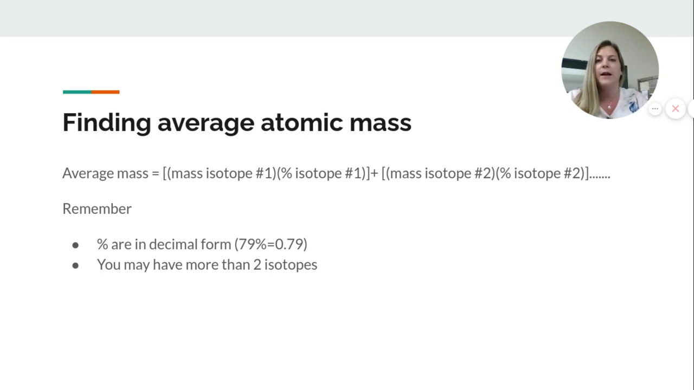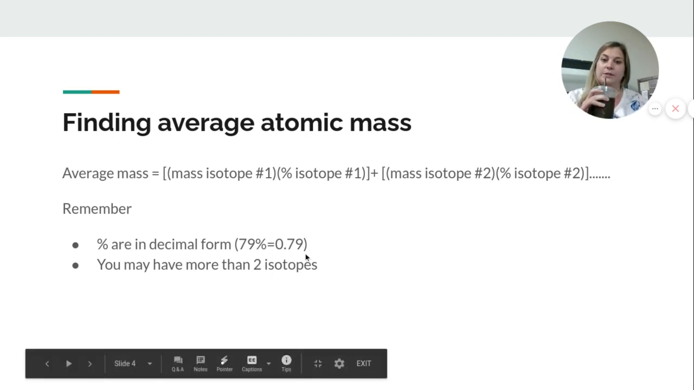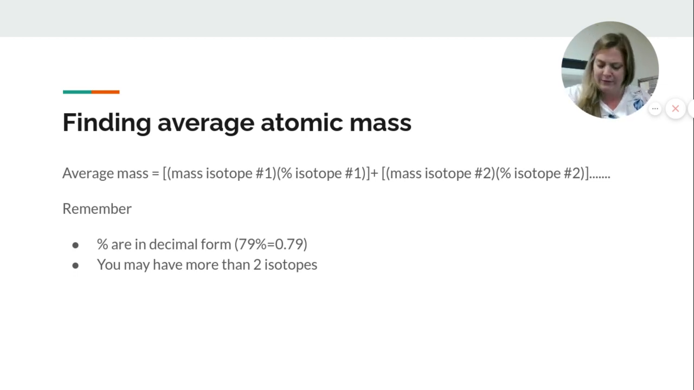And when we multiply using percents, we use the decimal form. So that's my first bullet point here. Remember, if it was 79%, make it 0.79. People do a pretty good job of that. It's the ones that are already decimals or are single-digit numbers that you tend to make a mistake. So like if it was a 2% abundance, make sure you put in 0.02. We're dividing by 100. Okay.